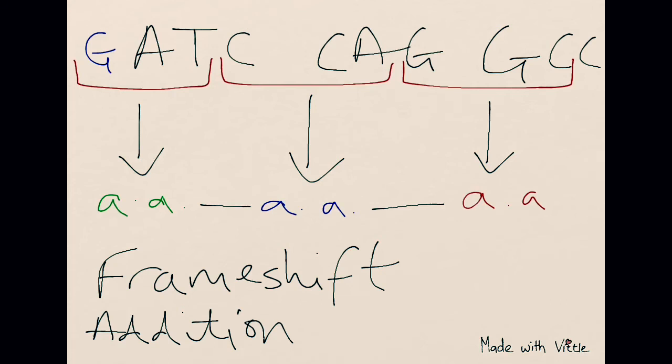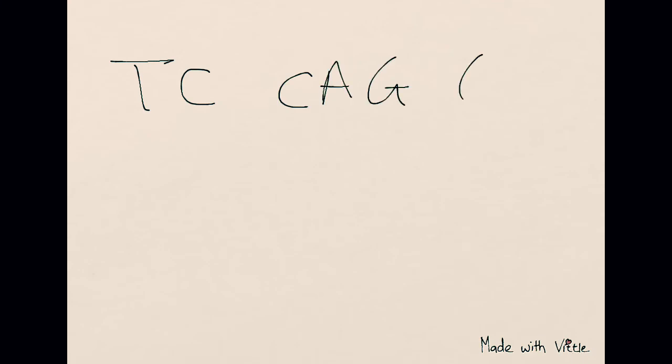Okay, so let's go back to our original sequence, and this time we're going to delete a base from it. So we're going to look at a deletion mutation. So this time let's say that we have a T and a C, because we've got rid of that original A, and then we still have the remaining bases as they were before.